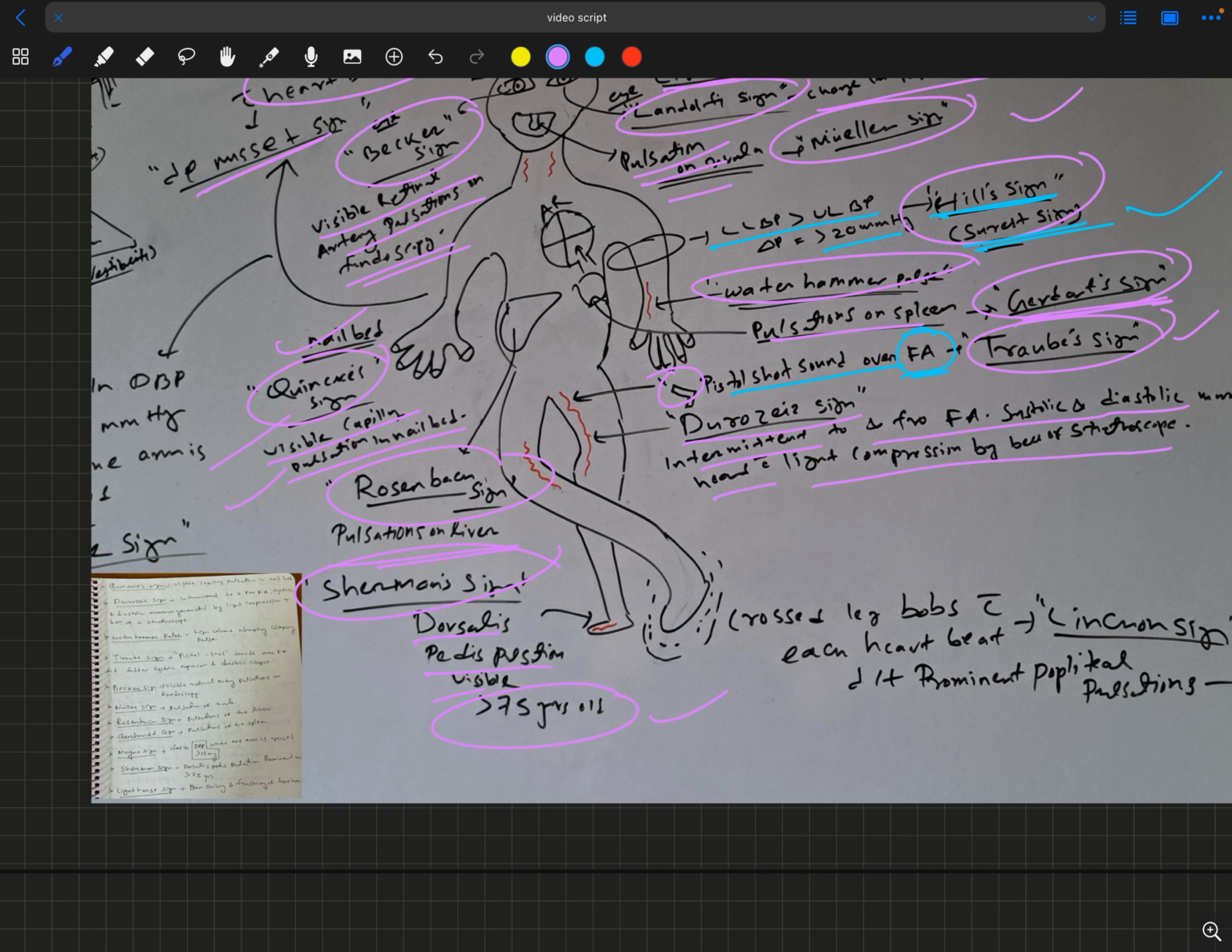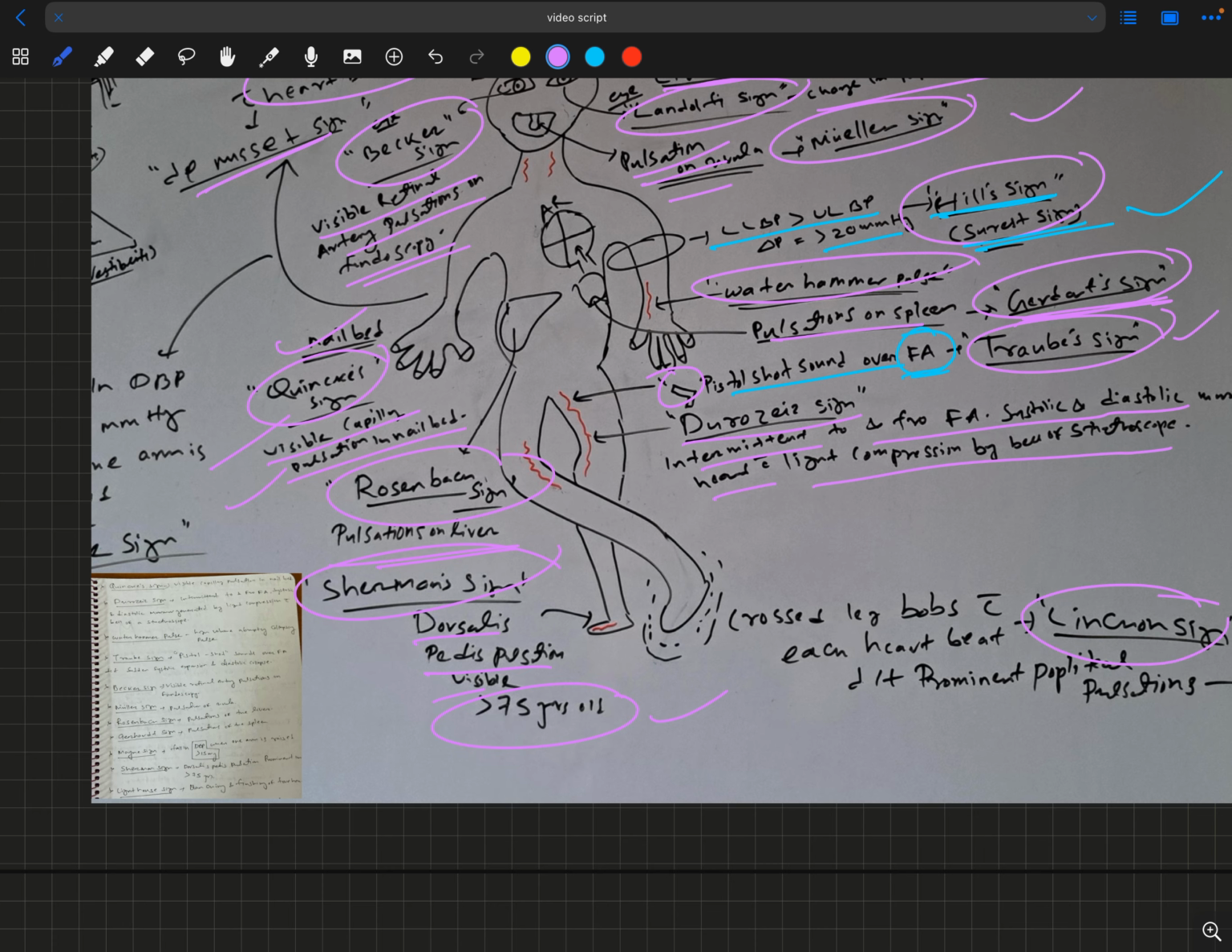What is called Sherman's paradox? Sherman's paradox is seen in Friedreich's ataxia, in which the disease becomes more and more severe with each upcoming generation. In the grandfather the disease is less severe, in the father it will be more severe, and in the son it will be more and more severe. This is called Sherman's paradox. This is Sherman's sign, dorsalis pedis pulsation visible in people more than 75 years old.